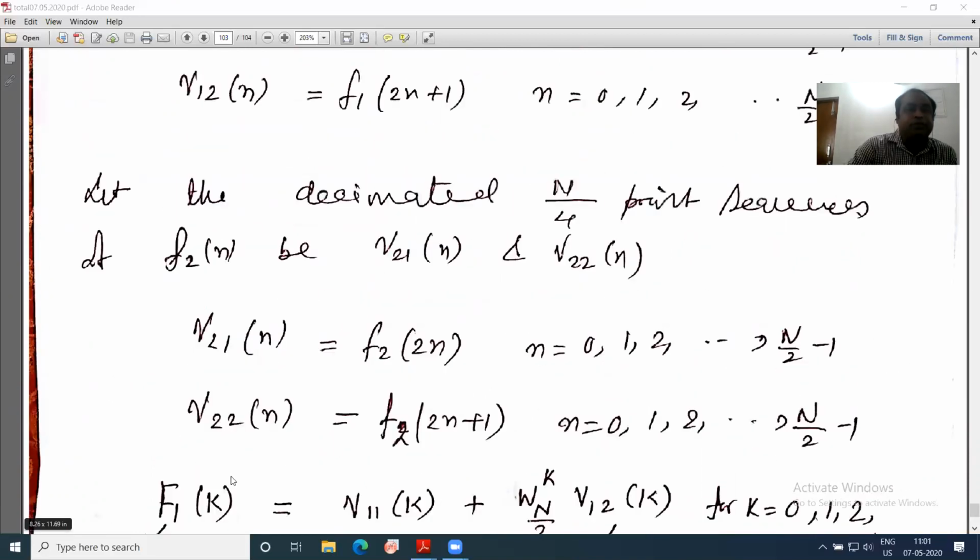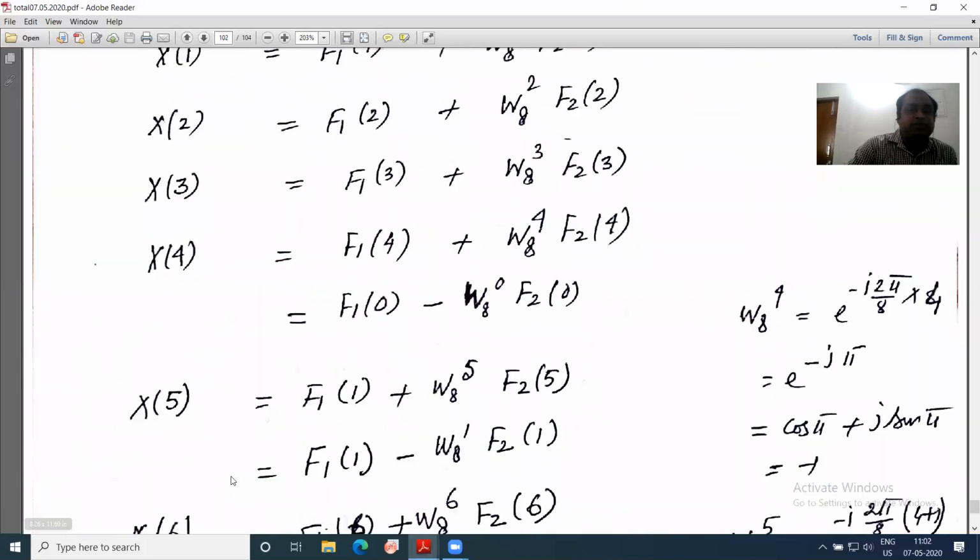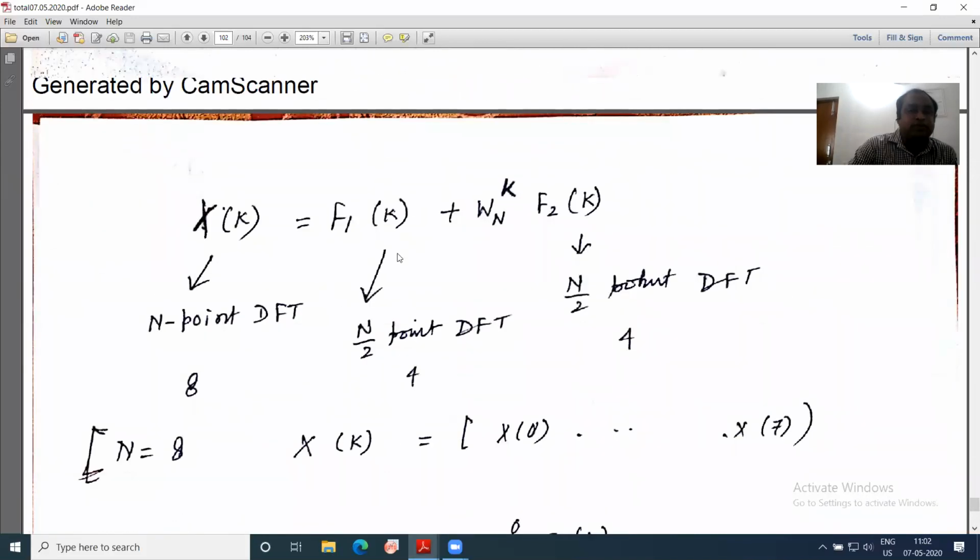So once I calculate 2 point, 2 point, 2 point, 2 point, I have got 4 point. Now, if I use this equation, then this 4 point and 4 point, if I combine, I will get 8 point. Agreed? Therefore, what do I have to compute? I need not compute 8-point DFT anymore. I can compute 4 number of 2-point DFT, which is essentially V11 of K, V12 of K, V21 of K, and V22 of K.